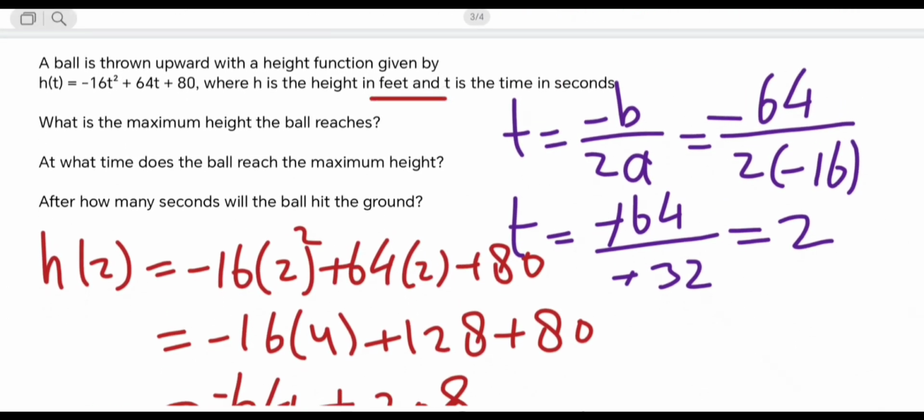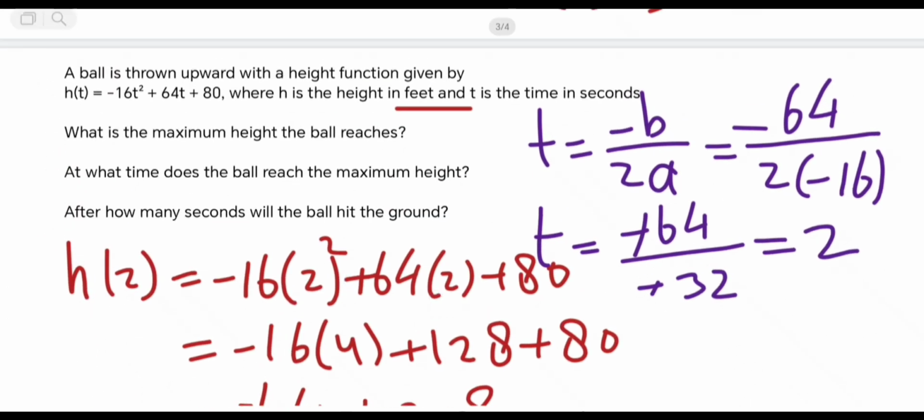It is given in feet. So the maximum height reached is 144 feet.